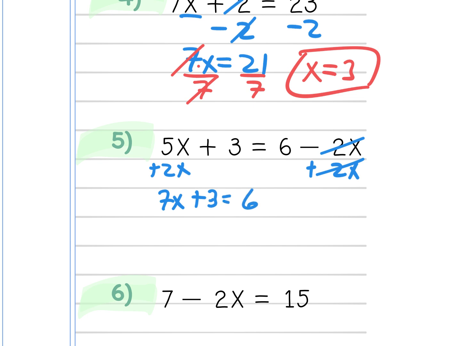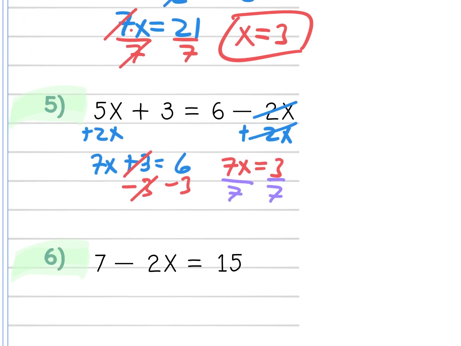All right, and then we can subtract 3 on both sides. All right, and then 3 minus 3 is 0. So then we're left with 7x equals 6 minus 3, which is 3. And then the last thing we want to do is divide both sides by 7. So then we get x equals 3 over 7. Right, and this is an acceptable answer.